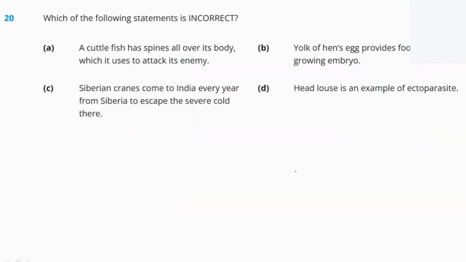Okay, none of these. Next, which of the following statements is incorrect? A, a cuttlefish has spines all over its body which it uses to attack its enemy. B, yolk of hen's egg provides food to the growing embryo. Yes, definitely it does. C, Siberian cranes come to India every year from Siberia, which is in Russia, to escape the cold weather. Yes, this is also correct. Option D, head louse is an example of ectoparasite. This is also correct. So option number A is our incorrect statement. It's not the cuttlefish, it is the puffer fish which has spines to protect its body from the attack of its enemy. So option number A is the incorrect statement.